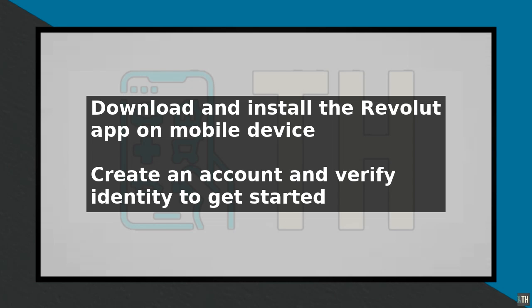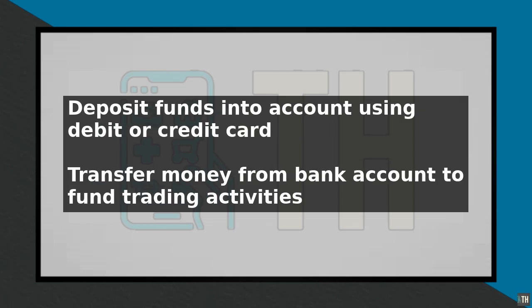The next step is to navigate to the trading section of the app, where you can browse through the available markets and select the instrument you want to trade. Before placing a trade, it is essential to understand the different types of orders that are available, including market orders, limit orders, and stop-loss orders.